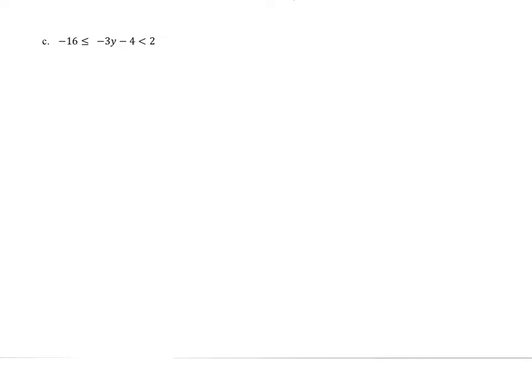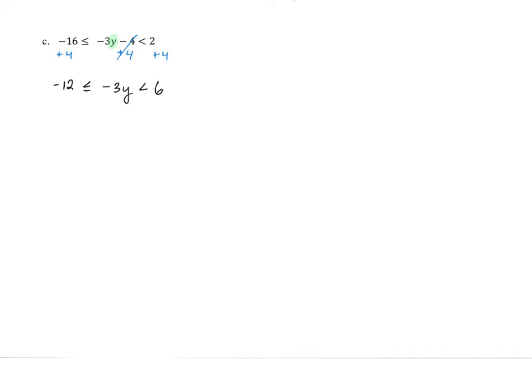Alright. I want to get y by itself. How do I get y by itself? Well, what's keeping y from being by itself? The negative 4 and the negative 3. I want to get rid of those. As usual, always get rid of your addition or subtraction first. So let's do that. To get rid of a negative 4, I'm going to add 4. But once I do that, I need to do it to all three sides. So I have to add 4 to this side and add 4 to this side. So negative 16 plus 4 is going to be negative 12, less than or equal to negative 3y, which is less than 2 plus 4 is going to be 6.